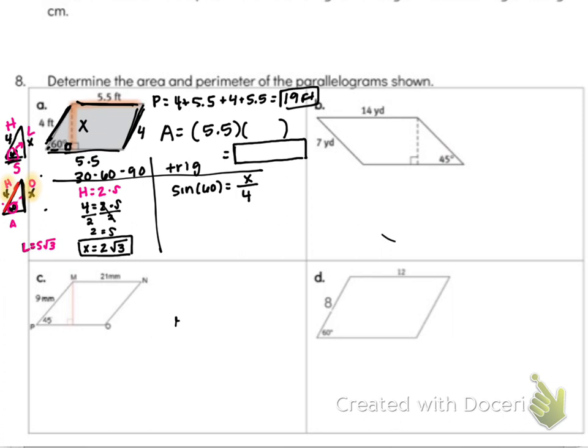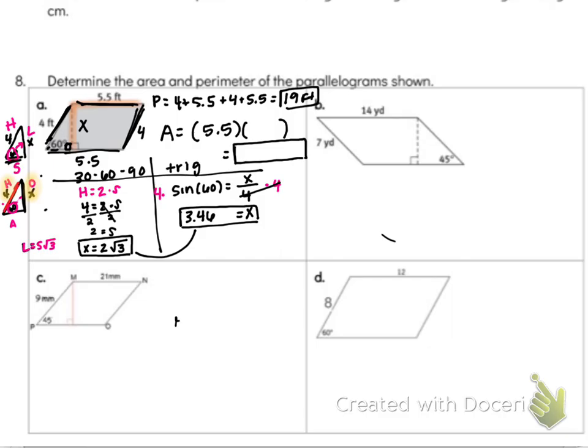And now we're just going to solve. If I want to get X by itself, I need to get rid of that divided by 4. To get rid of divided by 4, you're going to multiply by 4. So when I do that, we have X equals, this right here is what you're going to put in your calculator, 4 times sine of 60. I'll go ahead and do that over here on the side. I'm going to get an answer of 3.46.